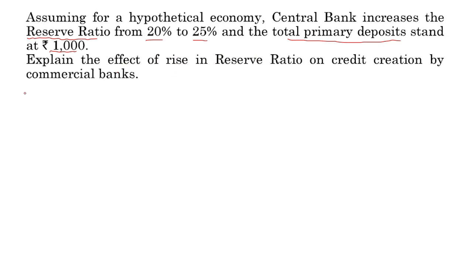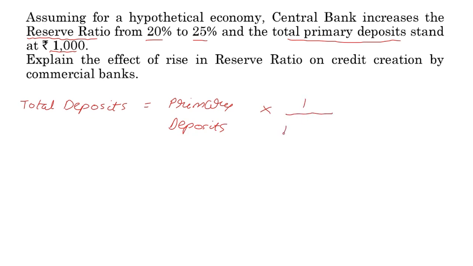Now, you need to keep in mind that total deposits is equal to primary deposits into 1 by RR, or reserve ratio. So we are going to be making use of this formula to find out what happens when we change the reserve ratio from 20% to 25%.